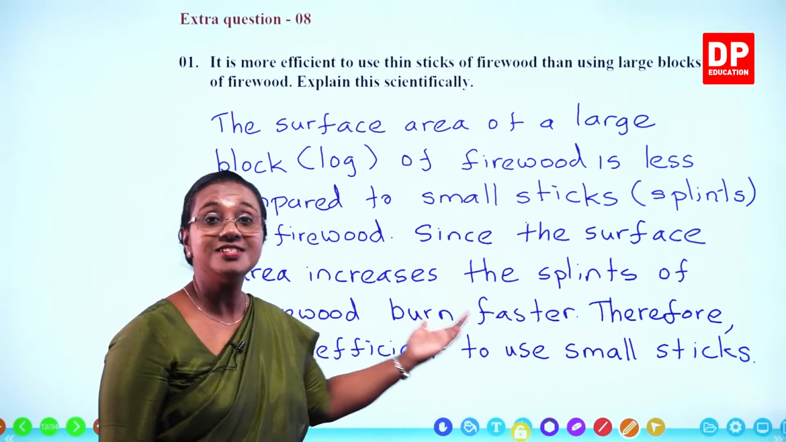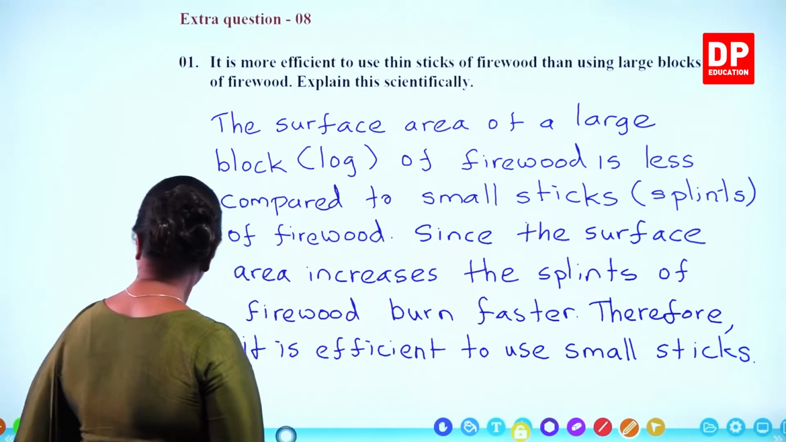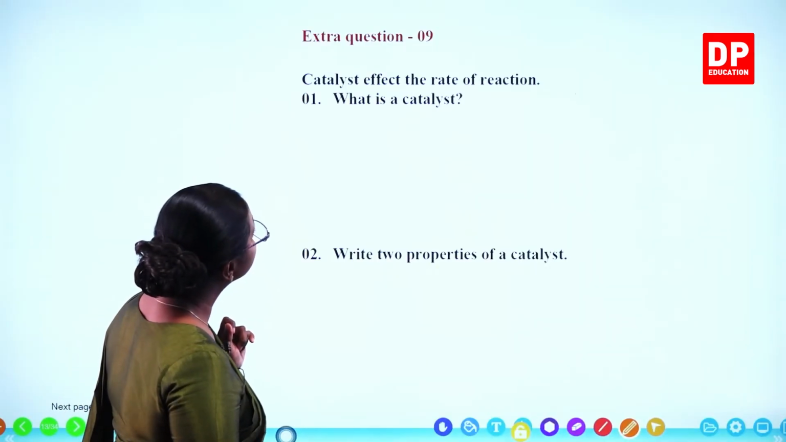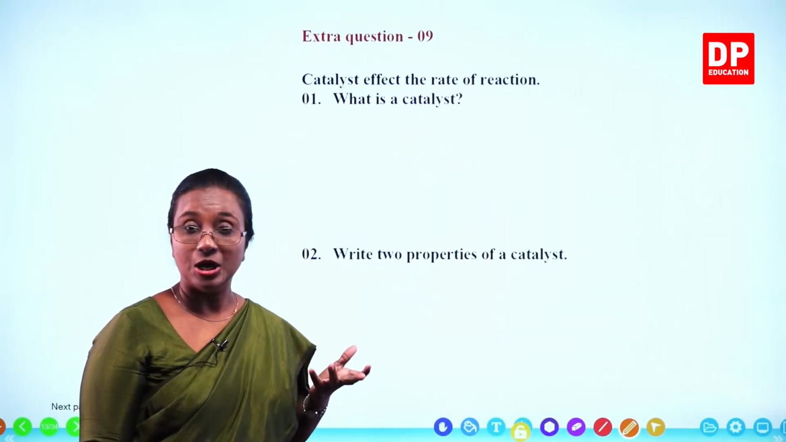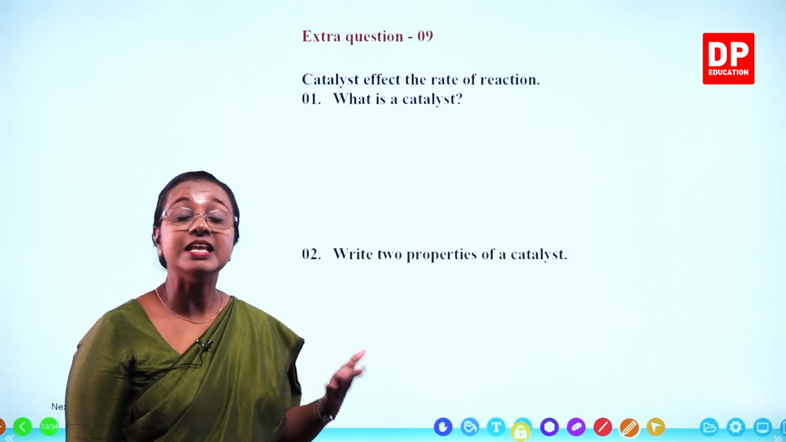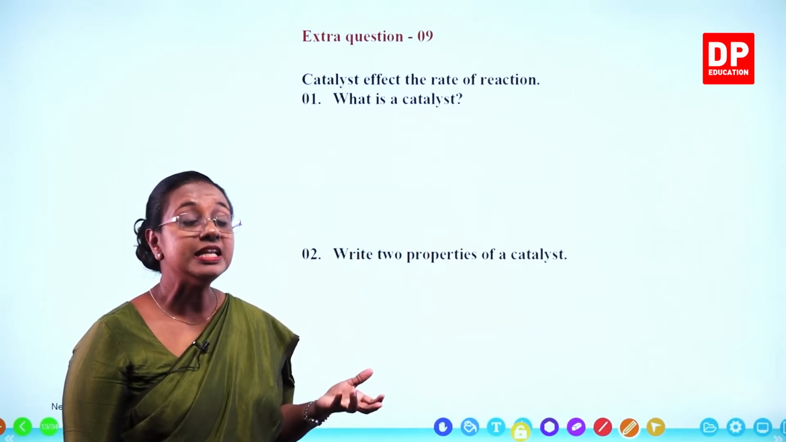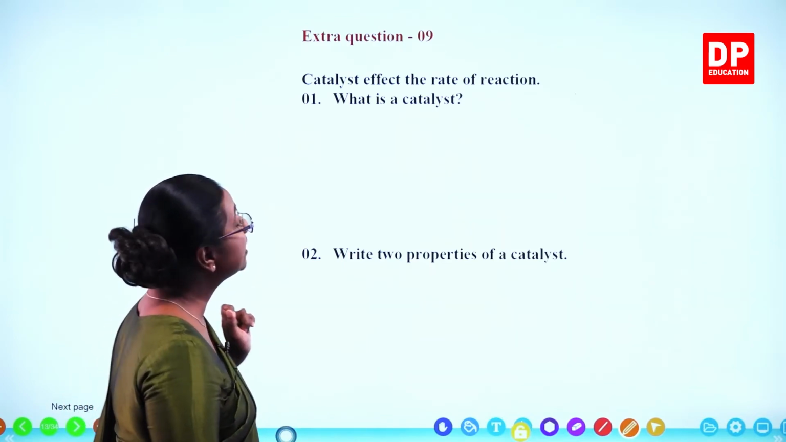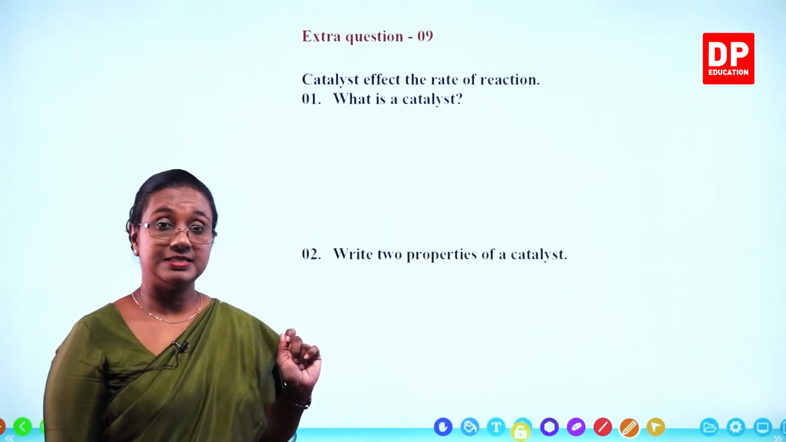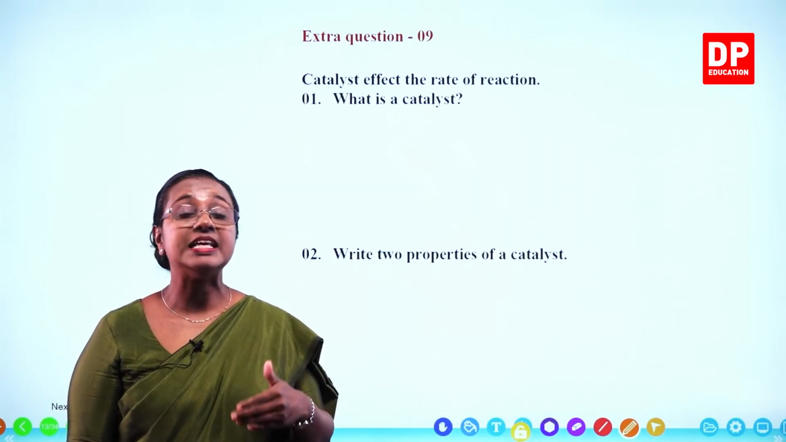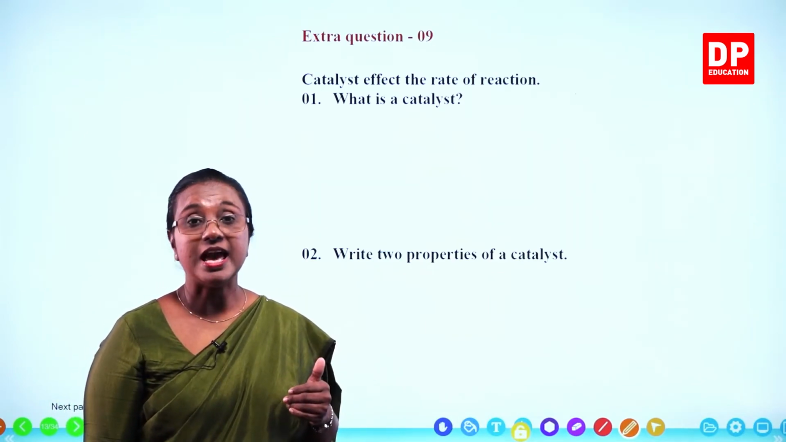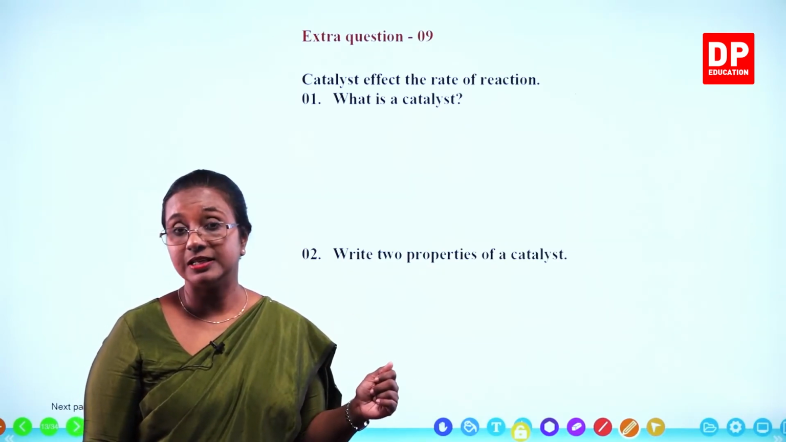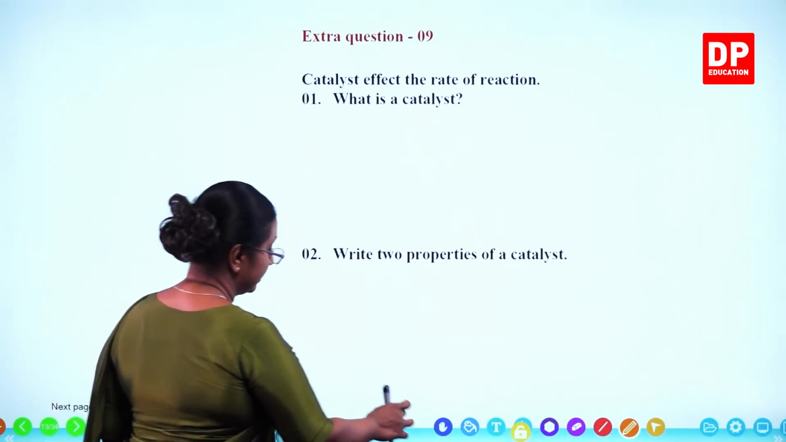So with that, students, we'll move on to the next question. Extra question 9. Catalysts affect the rate of reaction. That you all know. Catalysts actually increase the rate of reaction. Inhibitors decrease the rate of reaction. First one, what is a catalyst? A substance that increases the rate of a reaction without being chemically consumed during the reaction. So that is a catalyst.